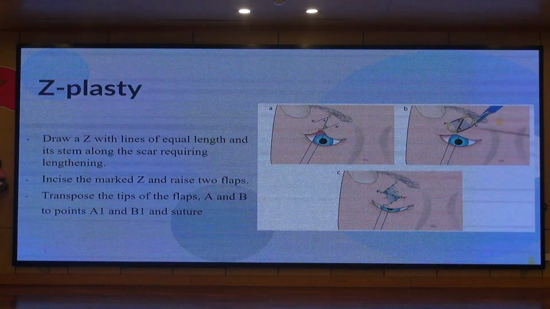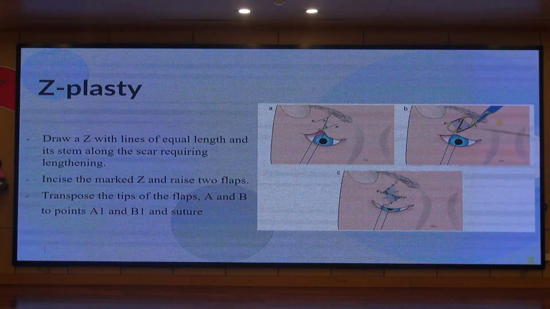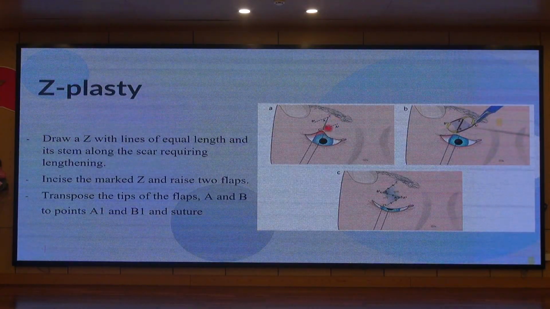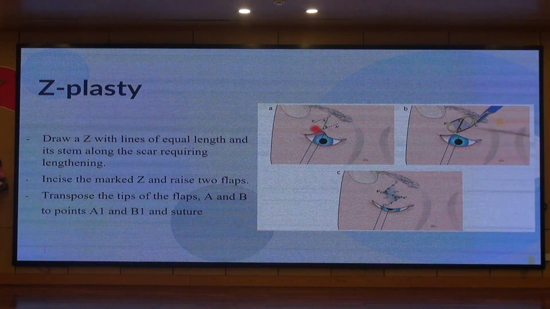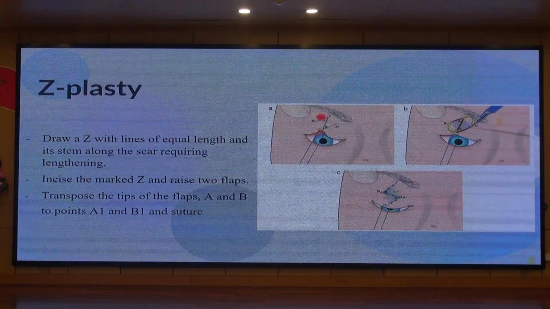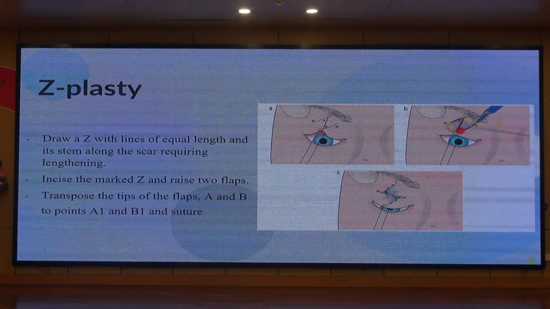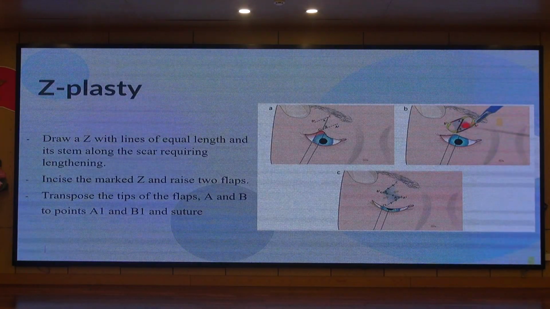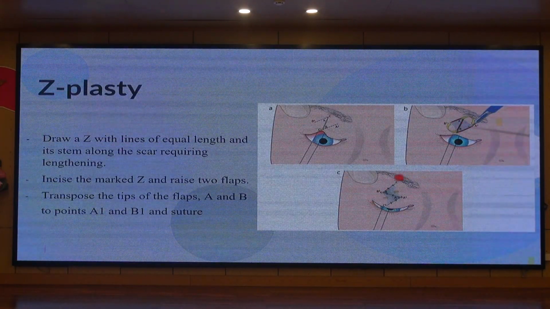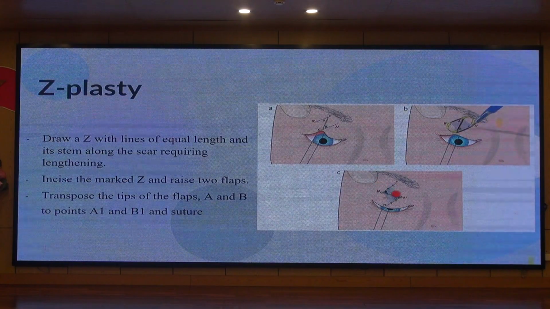Normally we do a Z-plasty. So with a shortening scar like this, the body of the Z will be the scar, and then we cut out a Z with 2 flaps, and then transpose the 2 flaps. So we've got a longer scar.